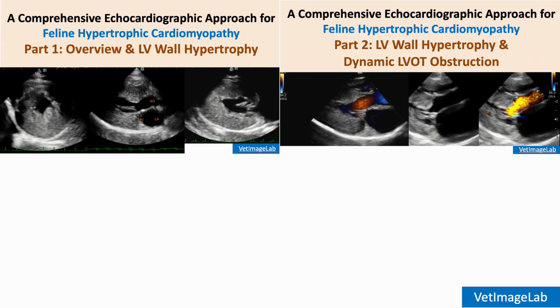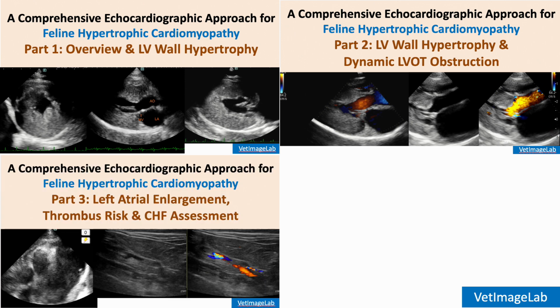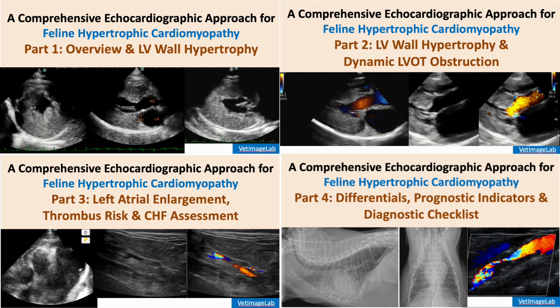Part 2 will cover hypertrophy patterns and dynamic left ventricular outflow tract obstruction. In Part 3, we'll explore left atrial enlargement, along with two major complications of advanced HCM: thromboembolism and congestive heart failure. And finally, in Part 4, we'll review the differential diagnoses for left ventricular hypertrophy, discuss key prognostic indicators, and wrap up with a practical diagnostic checklist for feline hypertrophic cardiomyopathy. Let's get started with Part 1.